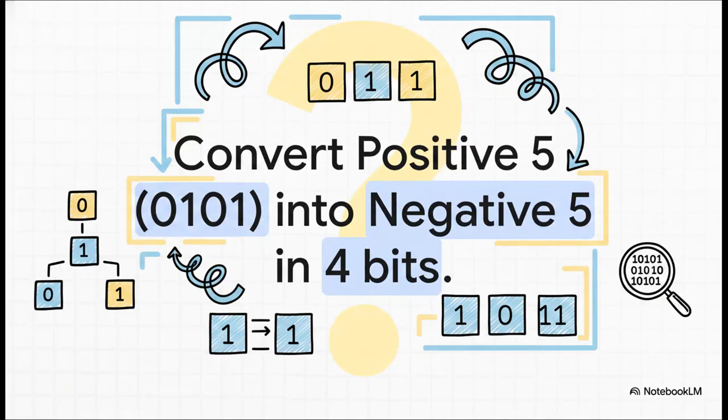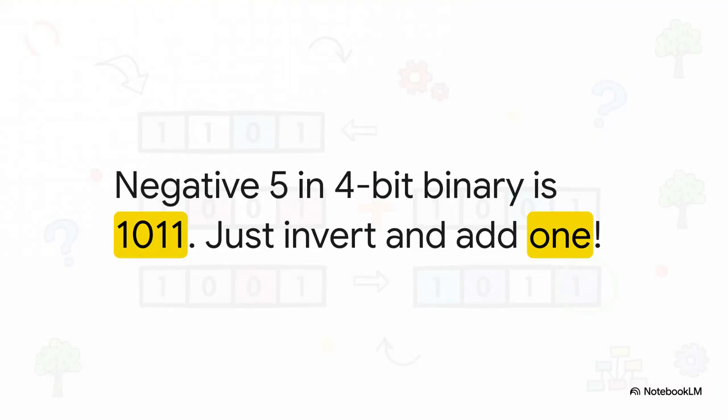Let's convert positive 5, which is 0101, into negative 5. But this time, we are strictly using 4 bits. This is going to ensure we really grasp the scaling context of binary lengths. Give it a shot. Let's review the answer.